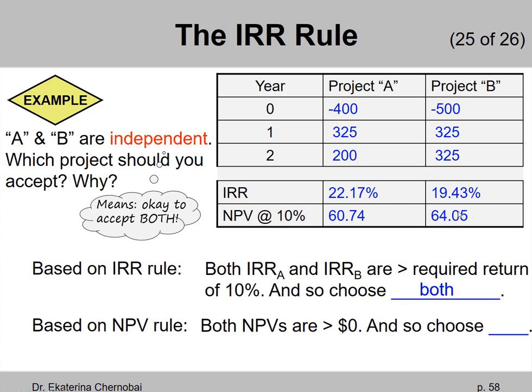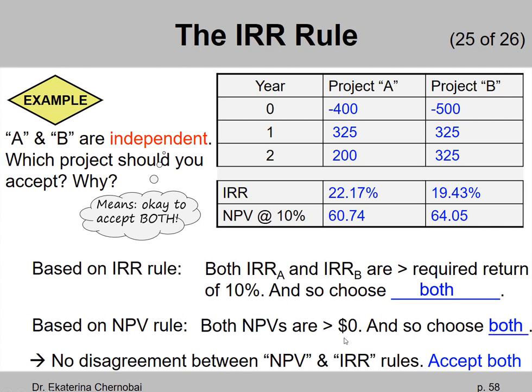Again, a positive number. So once again, if we make our decision on each project independently, we would be accepting both A and B. So here, we didn't have any sort of contradiction between the two approaches. They agree, and it's going to be a clear decision to make. We're going to accept both projects in this situation.